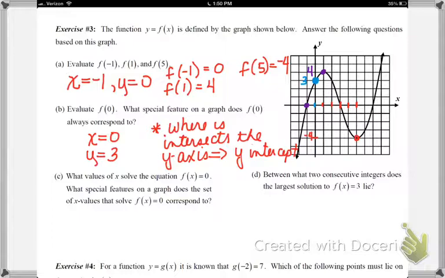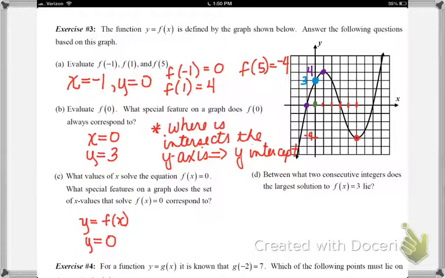What values of x solve the equation f at x is equal to 0? Let's recall that y is our f at x. So let's find on our graph where y equals 0. So we're going to draw a horizontal line, y equals 0. Alright, so where does y equal 0? Y equals 0 at this value here.